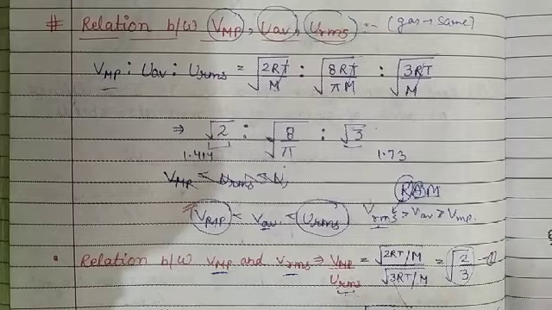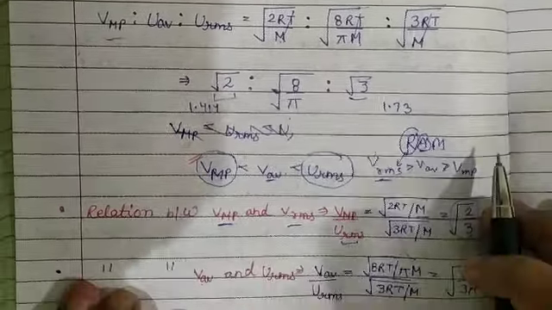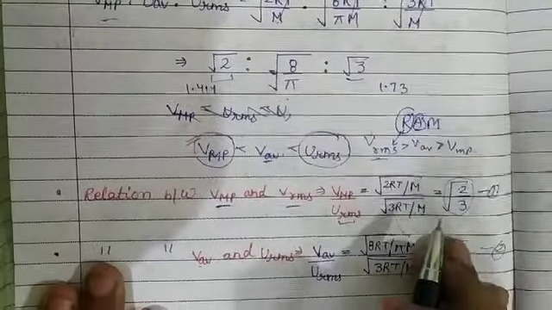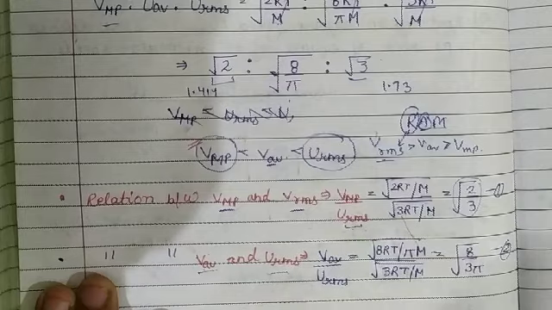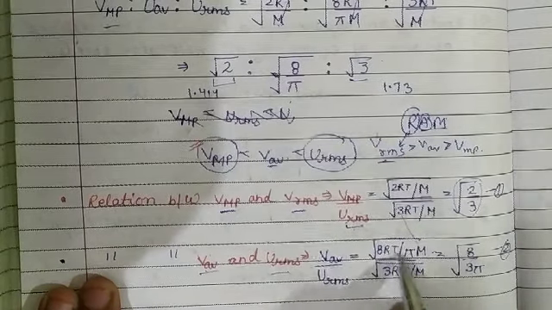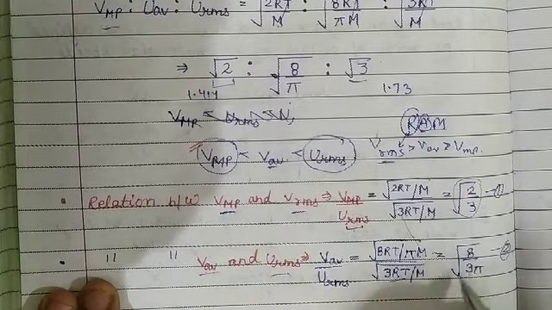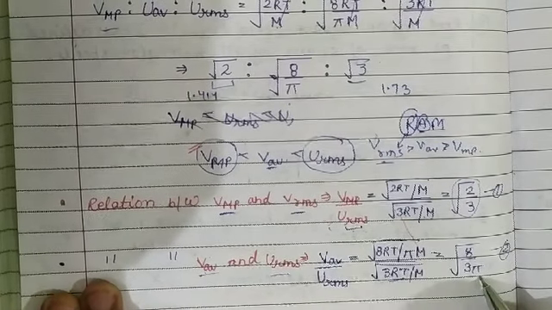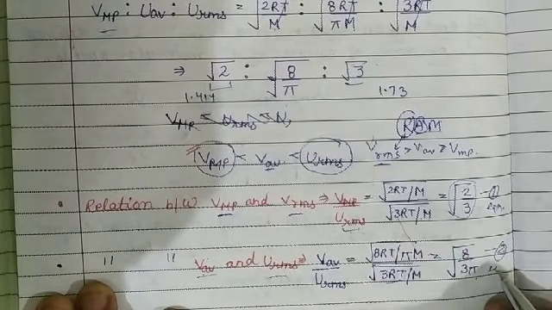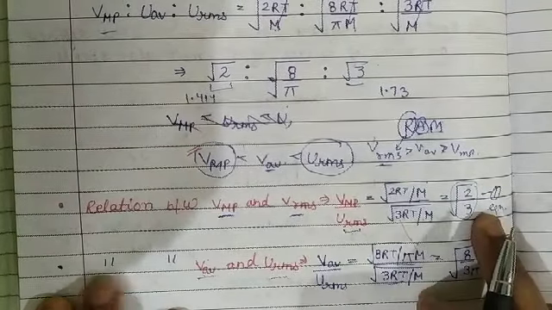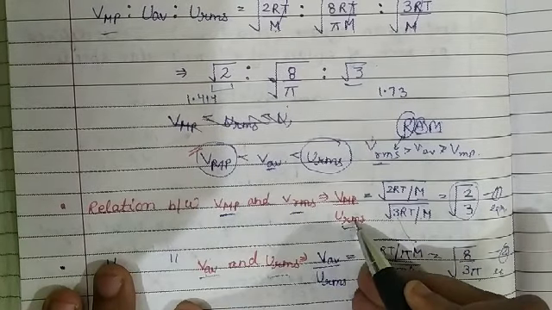Similarly, when we take the ratio between V average and VRMS, it comes under root of 8RT upon pi M upon under root of 3RT by pi M. So it is under root of 8 by 3 pi. This is the first equation and this is the second equation. When we solve the first equation, the relation between most probable and VRMS comes.